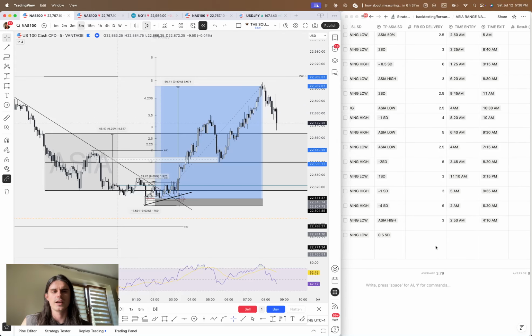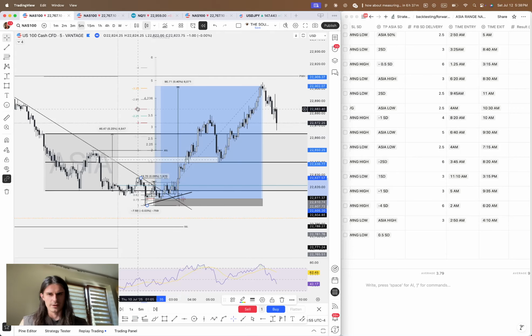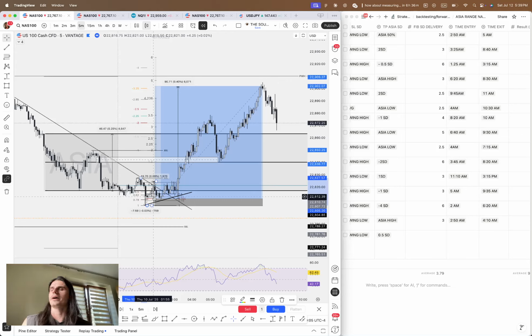Fibonacci standard deviation delivery. So I'm using trend-based Fibonacci. Of course, there is an ICT type Fibonacci, this type of standard deviations, or the trend-based. I like the trend-based more. I find it more, but it depends on how you use it. I'm going to share some tips and tricks right now.